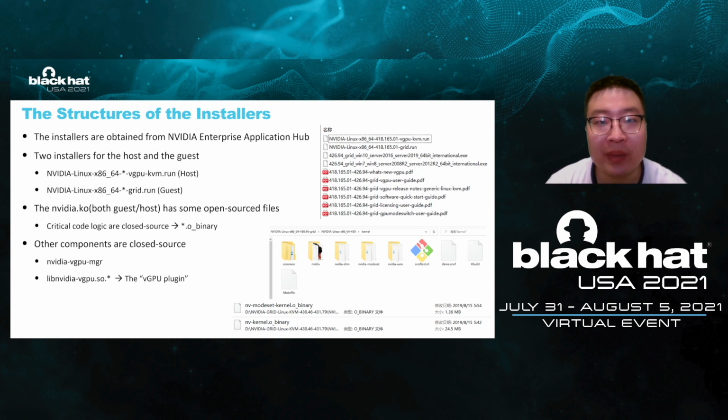The installer can be extracted again, and you can find some open source files in both installers. It's the same as other Nvidia graphics drivers. The nvidia.ko has some open source files, but critical code logic is closed source. You can search for .o binary files for its closed source part. Other components such as Nvidia vGPU Manager and libnvidia-vgpu.so, which is also called the vGPU plugin, are both closed source.